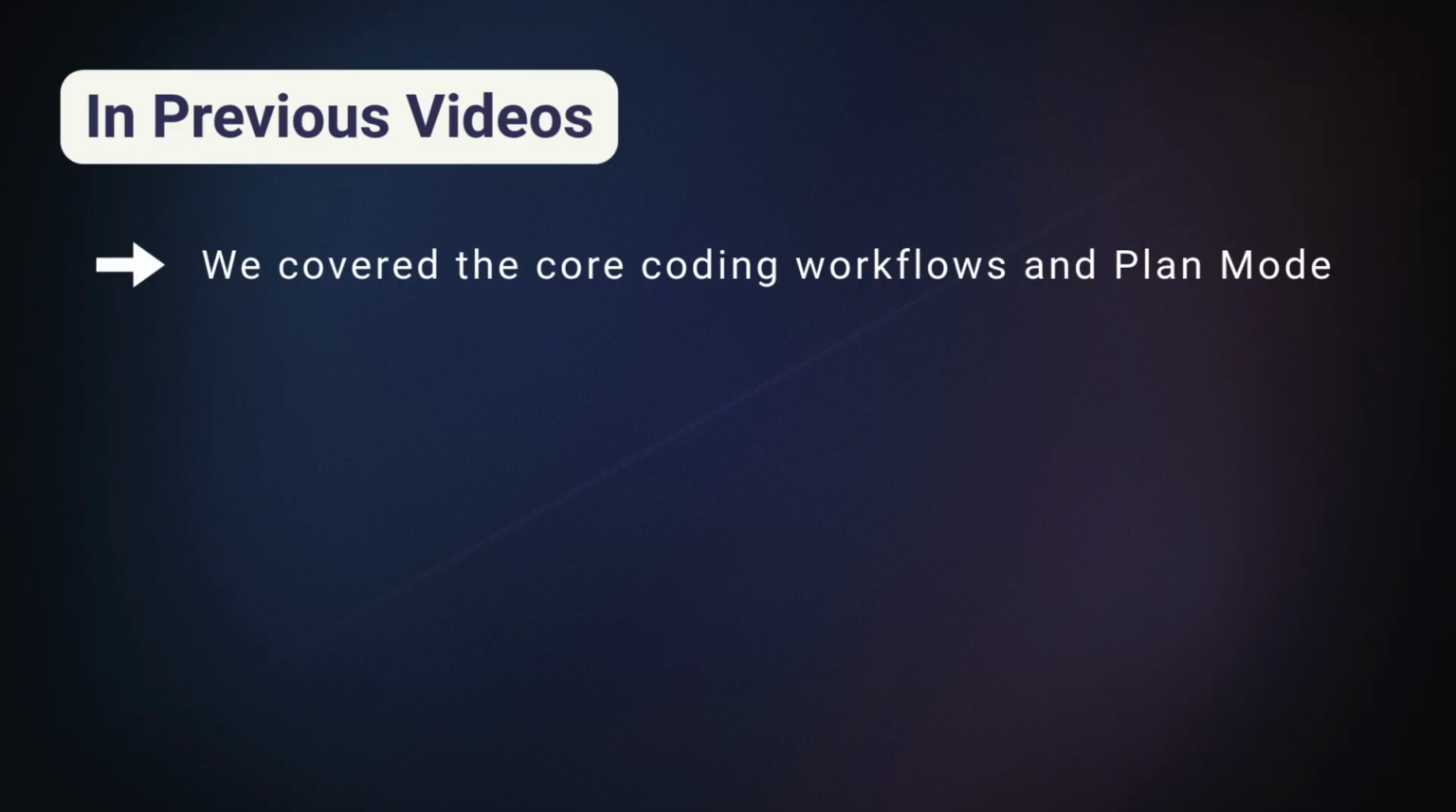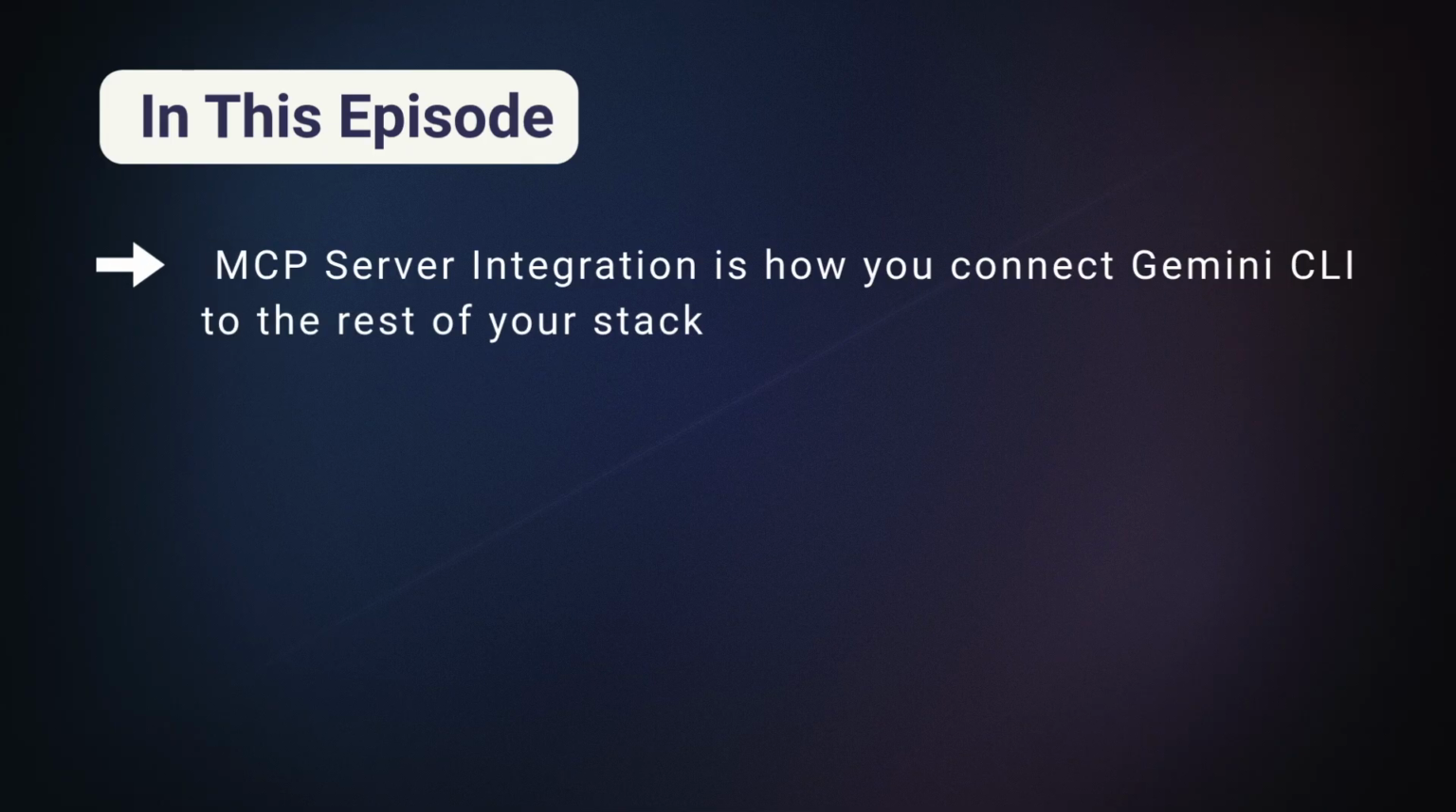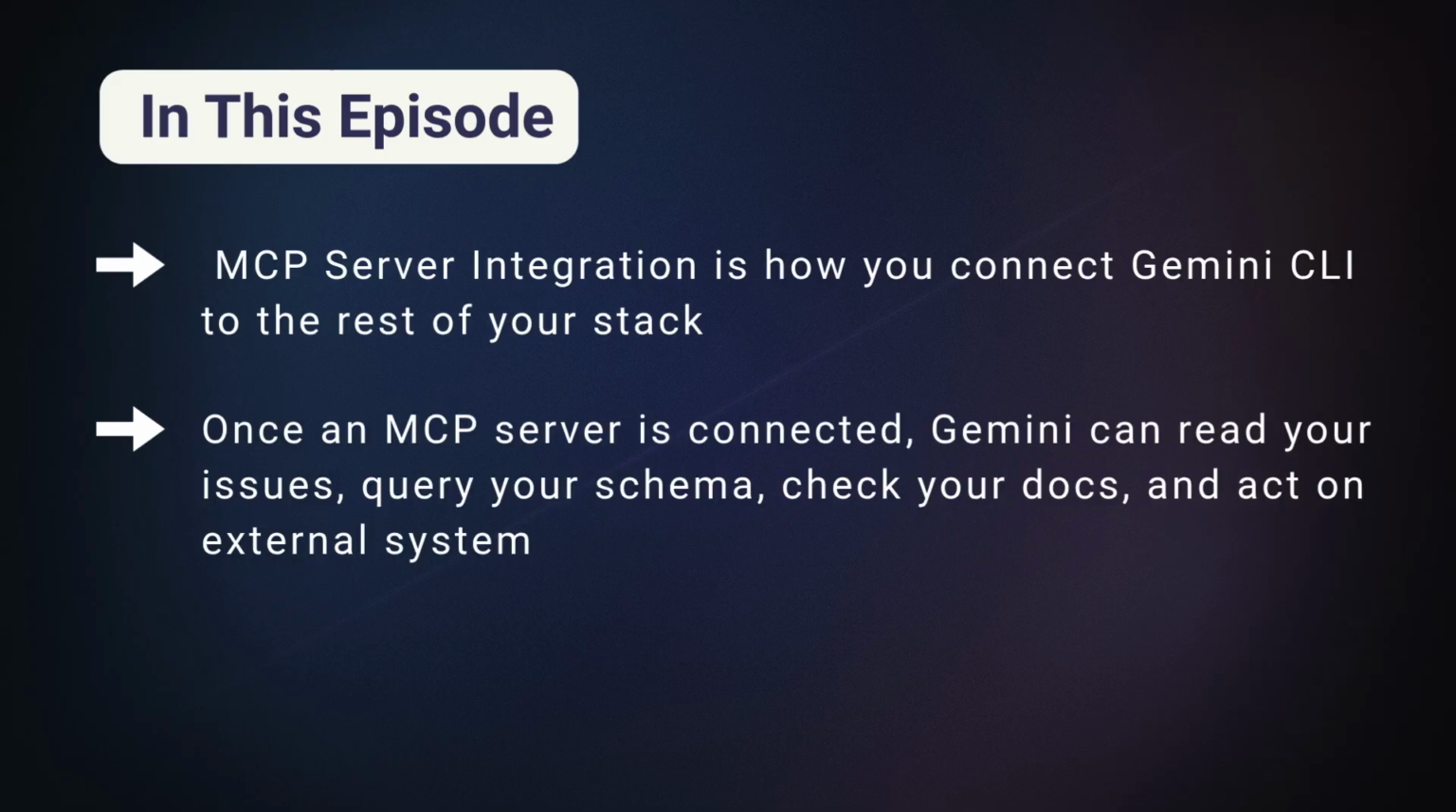In the last two episodes, we covered the core coding workflows and plan more, how Gemini CLI works on your local code base. In this episode, we go outside the code base. MCP server integration is how you connect Gemini CLI to the rest of your stack: GitHub, databases, Slack, Google Drive, internal APIs, anything. Once an MCP server is connected, Gemini can read your issues, query your schema, check your docs, and act on external systems, all from the same session where it's reading your code.